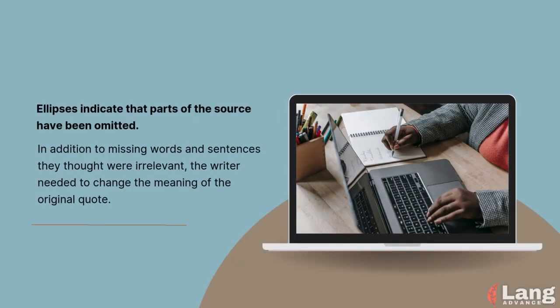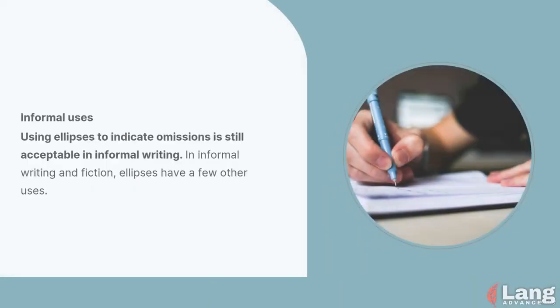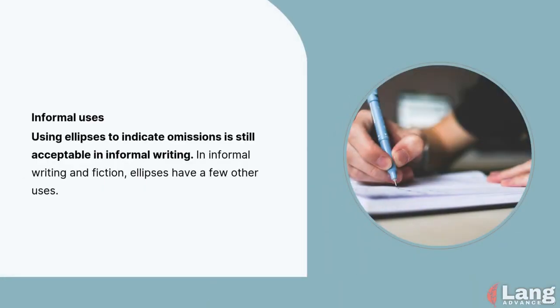Ellipses indicate that parts of the source have been omitted. In addition to missing words and sentences they thought were irrelevant, the writer needed to change the meaning of the original quote. Informal uses. Using ellipses to indicate omissions is still acceptable in informal writing. In informal writing and fiction, ellipses have a few other uses.